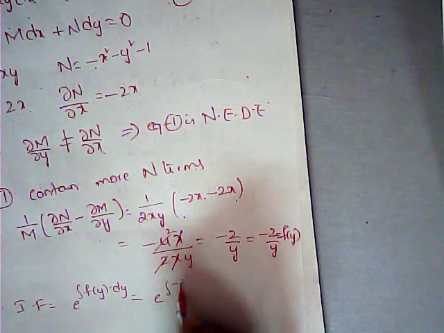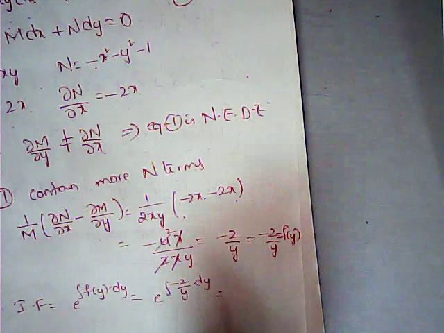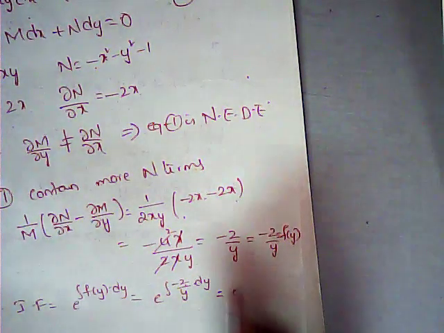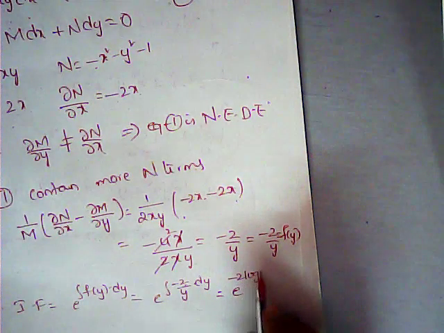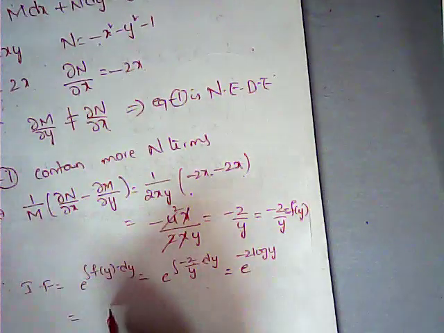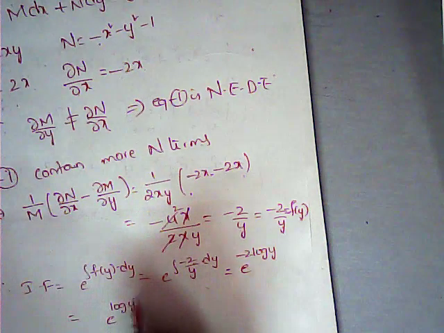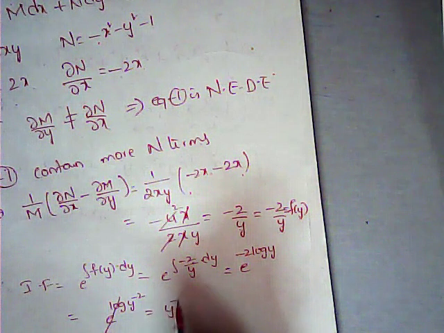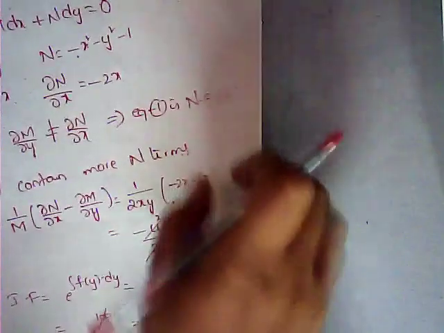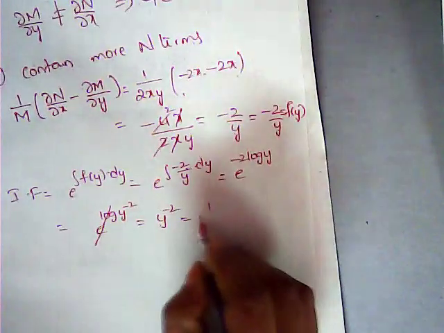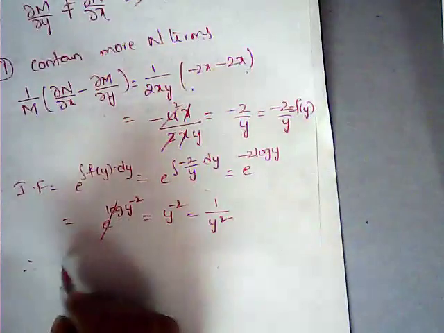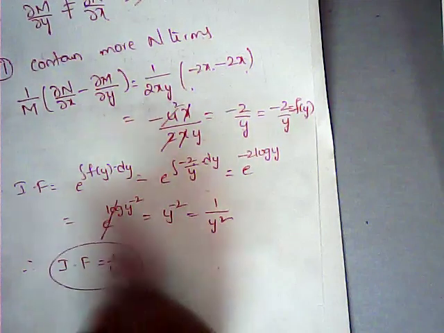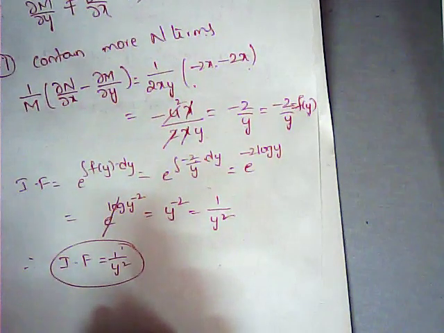So e power integral minus 2 by y into dy. What is the integration of 1 by y? It is log y. So it is e power minus 2 log y here. You can write it as e power log y power minus 2. So e and log get cancelled and you get y power minus 2. Y power minus 2 means 1 by y square. So the integration factor here is 1 by y square.